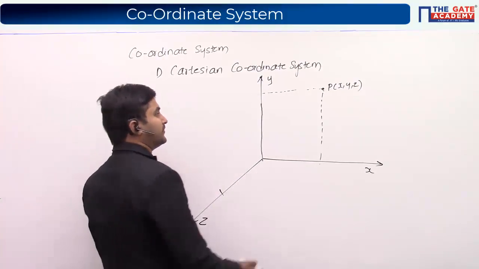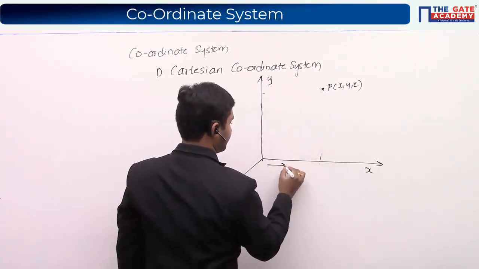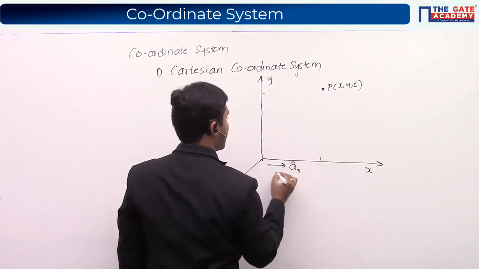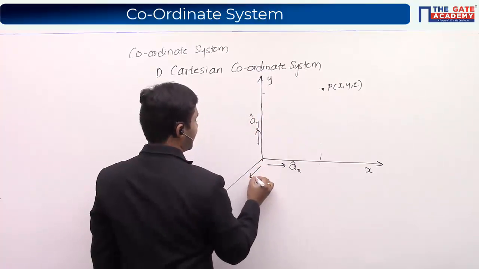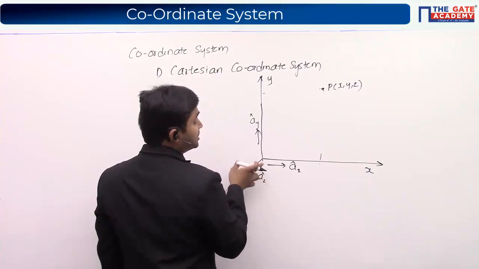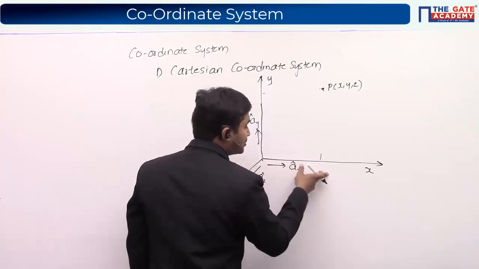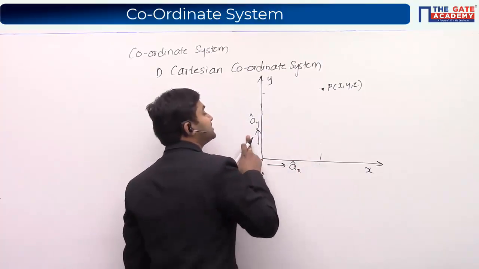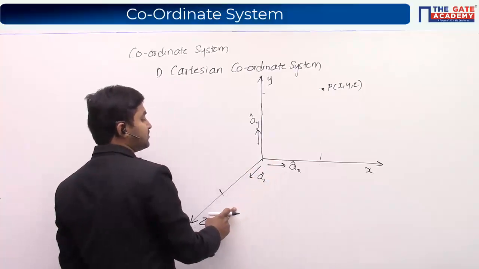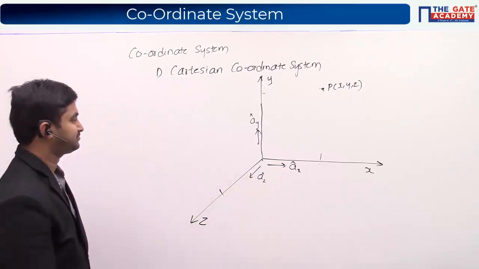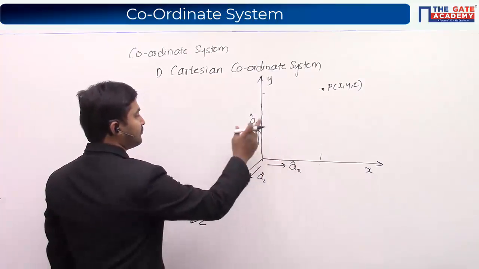Now let us draw the unit vectors. We already know the unit vectors: Ax cap, Ay cap, and Az cap. The direction in which the x component increases maximum is nothing but the x direction. The direction in which the y component increases maximum is nothing but the y direction. The direction in which the z component increases maximum is what we call the z direction. So we are considering the three unit vectors x, y, and z.